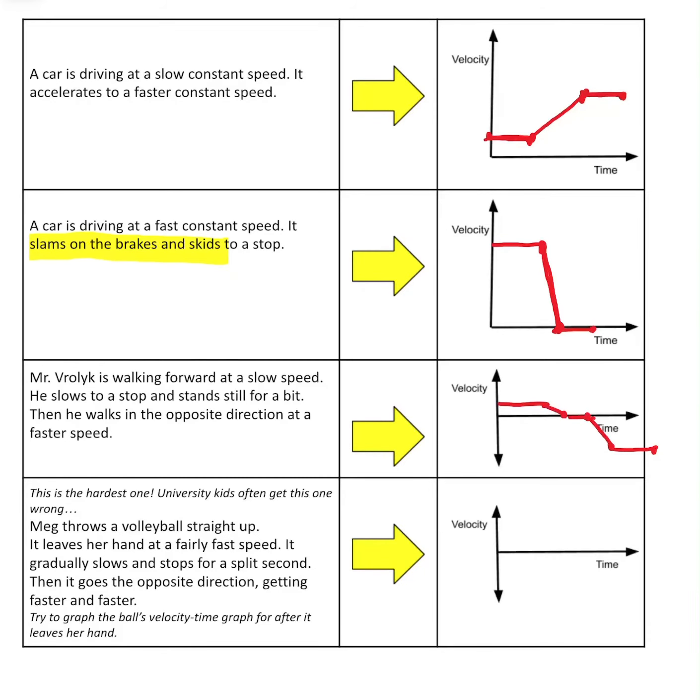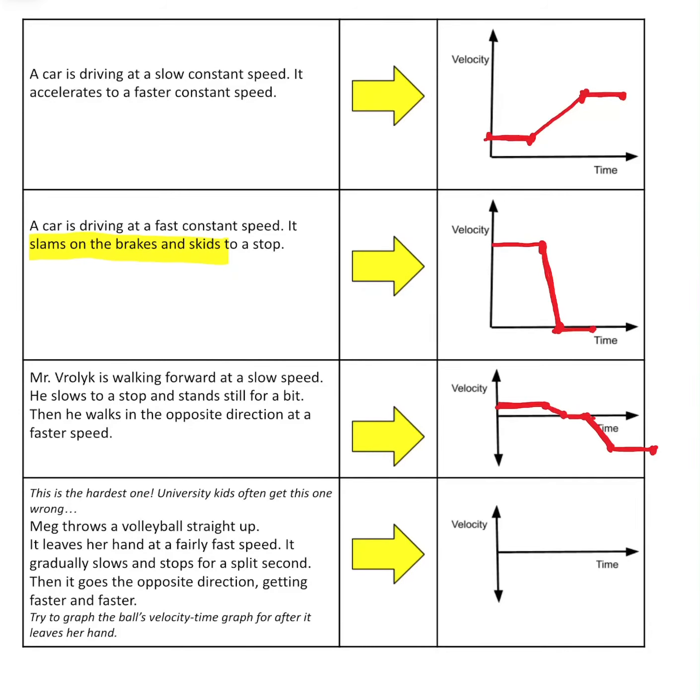We start off with a horizontal line for the moving forward slow. Then a straight line downhill to bring us to a stop. Then on the time axis is stopped. Then we accelerate backwards. So that's that negative slope line there. And then another horizontal line across the bottom. All right, the last one. If you can get this without any help, you're a champ of VT graphs, because this is the toughest one.